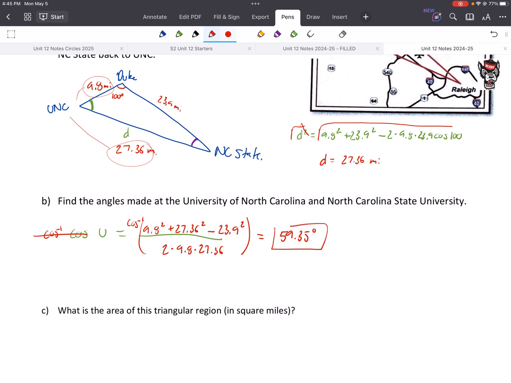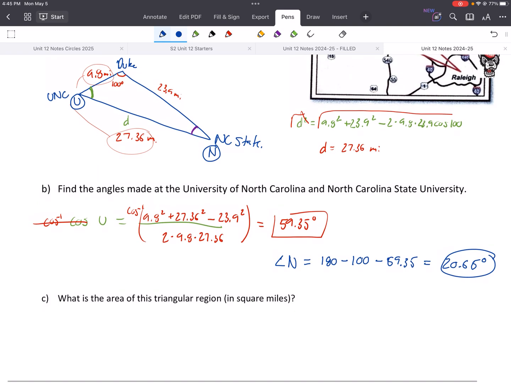And then we also want to find the angle for NC State. So again, we could call that angle N. Call this one U. Okay, so if we want to find angle N, we know two of the three angles, so we could do 180, subtract 100, and then subtract 59.35. And we would end up getting 20.65 degrees. Okay, so that gives us those two other angles.